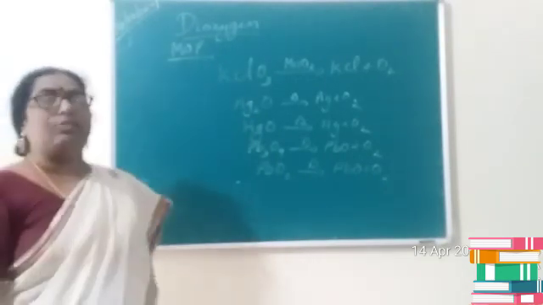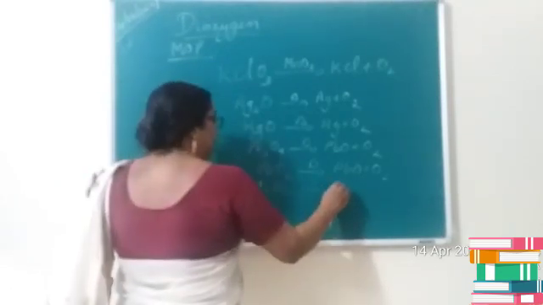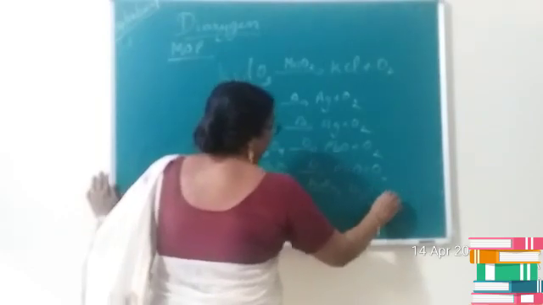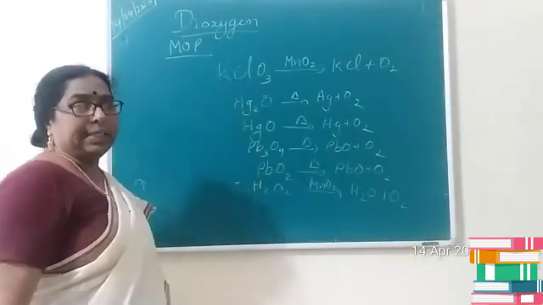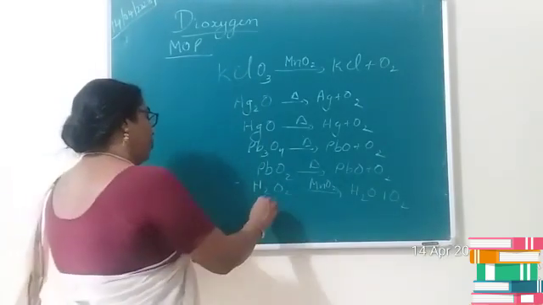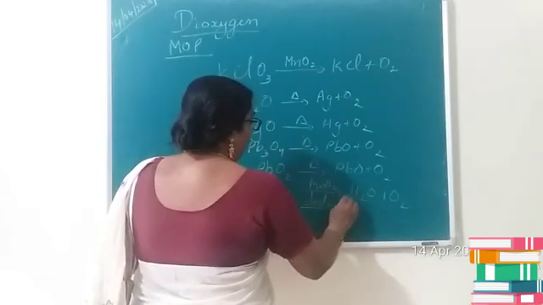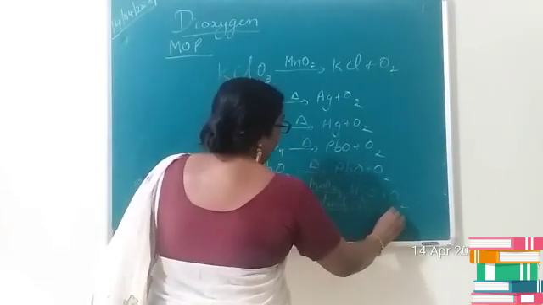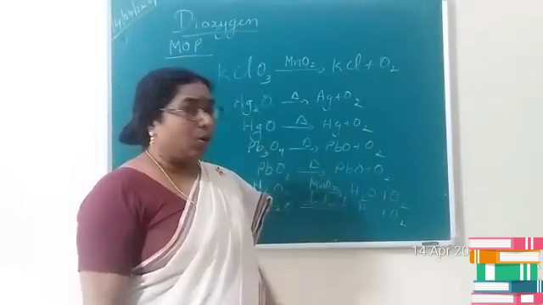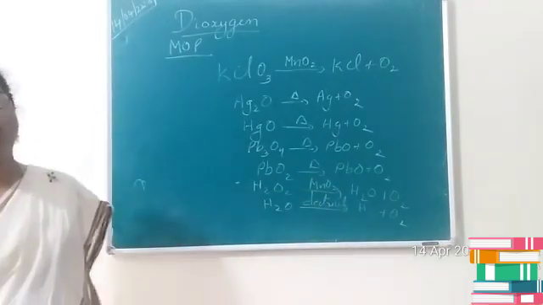In addition to this, we can prepare oxygen by heating hydrogen peroxide in the presence of MnO2, which undergoes decomposition and produces oxygen. Or children, in 10th class you must have studied the electrolysis of water. When you pass electricity through acidified water, you get hydrogen and oxygen. Hydrogen is collected at the cathode and oxygen at the anode. So these are some of the methods for the preparation of oxygen.